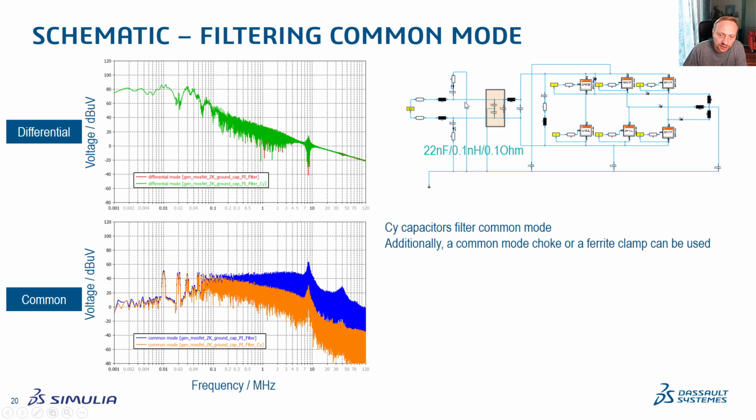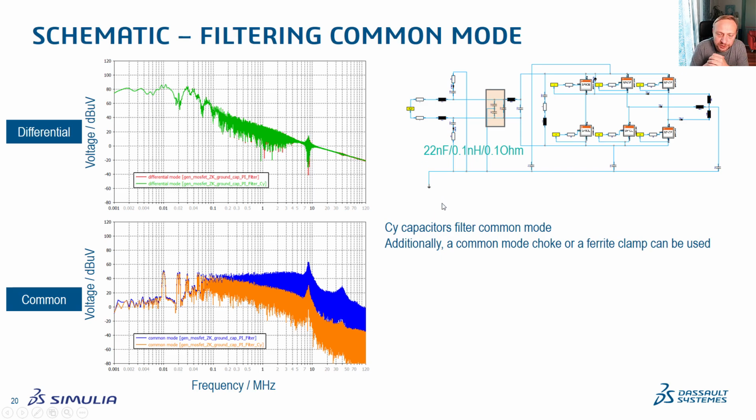I have 22 nanofarad, 0.1 nanohenry, and 0.1 ohm here. And you see this setup doesn't change anything at the differential mode, excuse me. The differential mode is completely unchanged with the CY capacitors, while the common mode is significantly reduced, and only at higher frequency, simply because of these values that I have selected here.